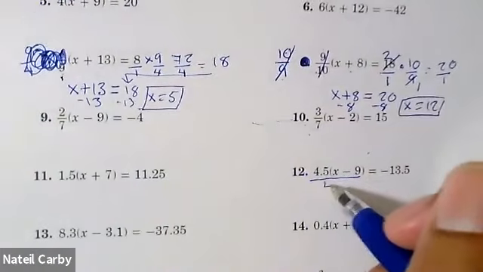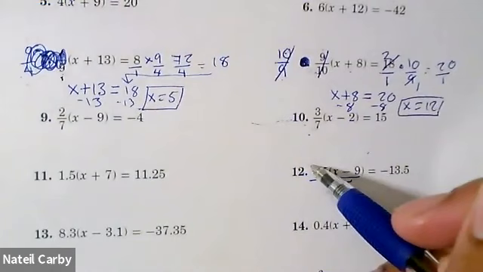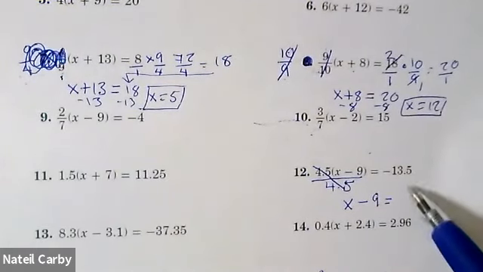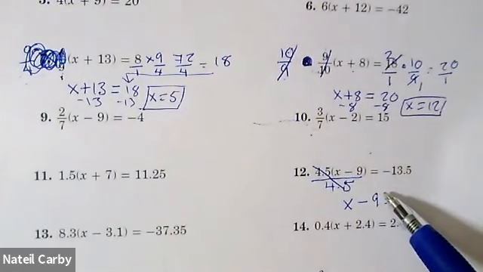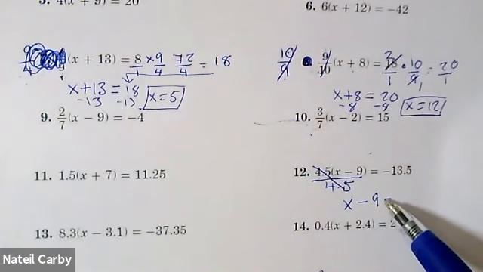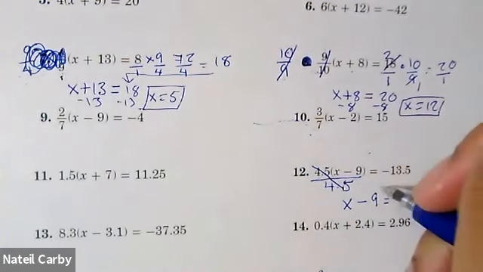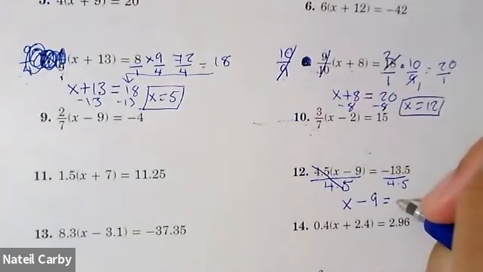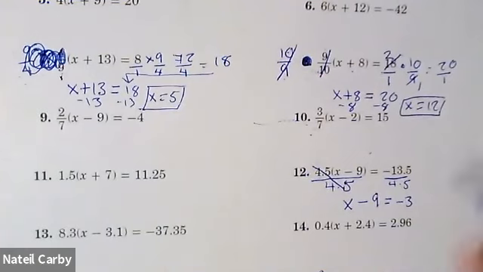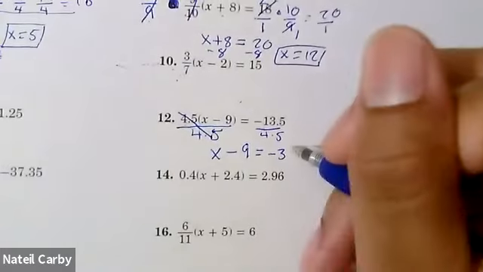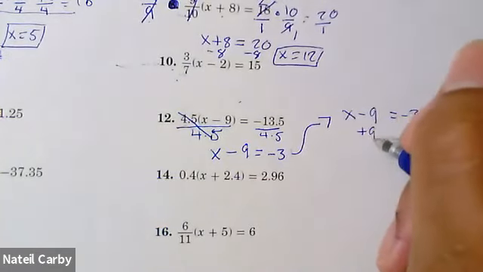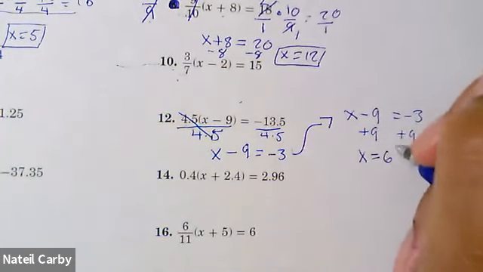So when I divide by 4.5, 4.5 divided by 4.5 is 1. Boom. So then I have x minus 9 equals, remember, this is negative, so negative 13.5 divided by 4.5. Negative 13.5 divided by 4.5 gives you negative 3. I'm going to mosey on up over here because I'm running out of room. X minus 9 equals negative 3. Add 9. X is equal to 6.